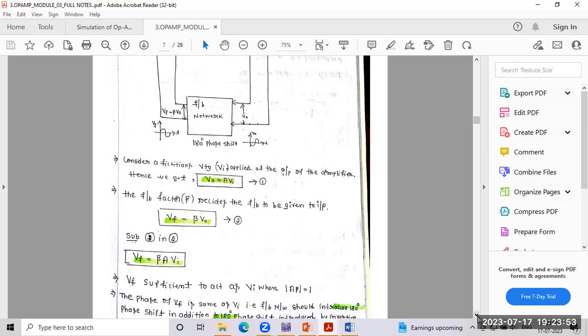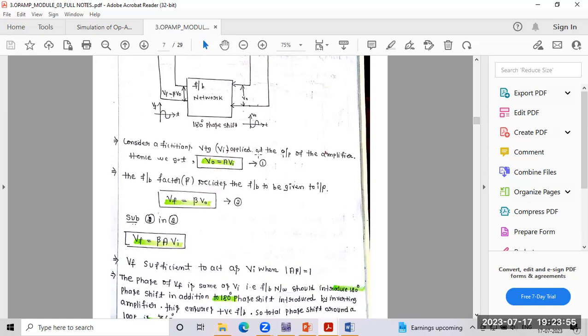Next, consider input voltage Vi at the input of the amplifier. Hence we get the basic equation V naught equal to A Vi. That is equation number 1. Then the feedback factor beta decides the feedback given to the input, VF equal to beta into V naught. That is equation 2. Then substitute equation 1, V naught equal to A Vi, into this equation, giving beta into A Vi.